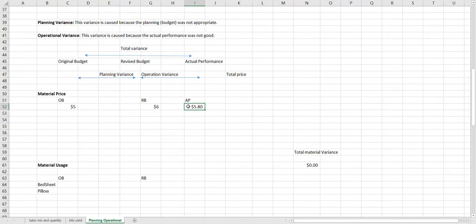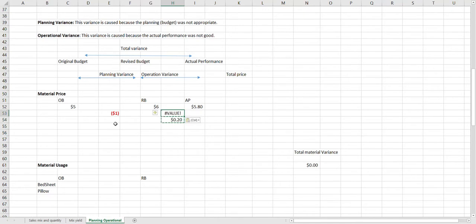If we look at the plan and the actual, it seems like the people who bought didn't do a good job because they bought it 80 cents expensive. But now when we look at the price in the market, it seems like they've actually bought it 20 cents cheaper. So the responsibility here relates to the people who did plan. Okay, so we have planning variance of $1 adverse, but the operational variance is actually 20 cents favorable.